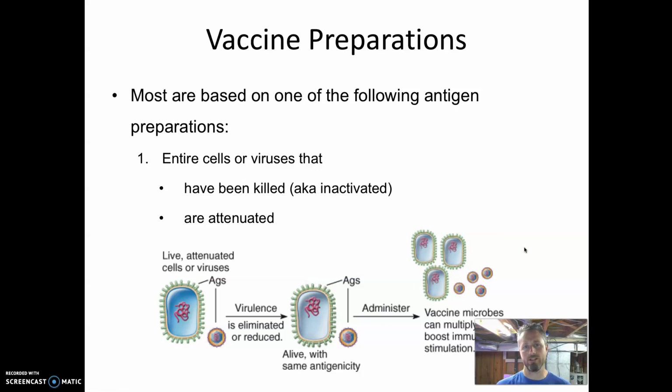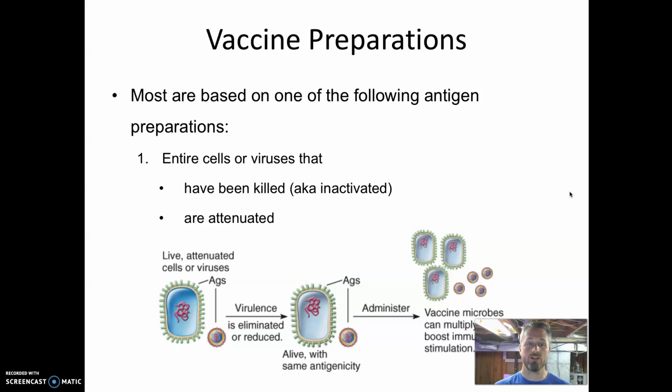So that's a really important detail to be aware of when we're trying to design a vaccine. The best case scenario is that you can make an attenuated vaccine. Now, it is not always possible to be able to eliminate virulence from a cell or virus. So it might not always be possible to make an attenuated vaccine.